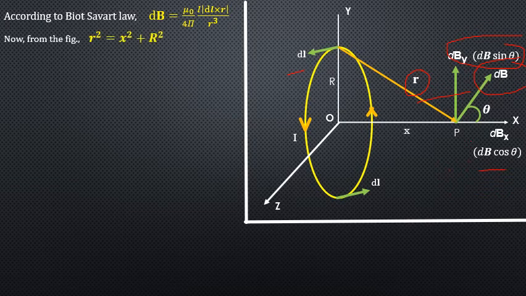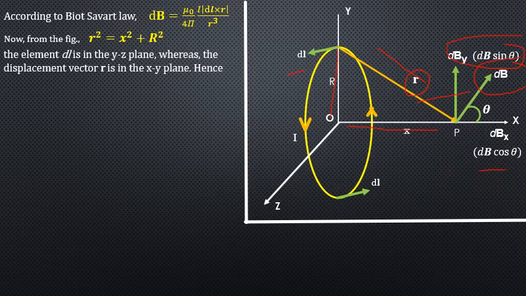Now, if you see the figure, if you apply Pythagoras theorem, there is a right triangle with three sides which are shown by capital R, x and small r. So these form the three sides of the right triangle. So obviously, according to Pythagoras theorem, we can write r square is equal to x square plus capital R square.